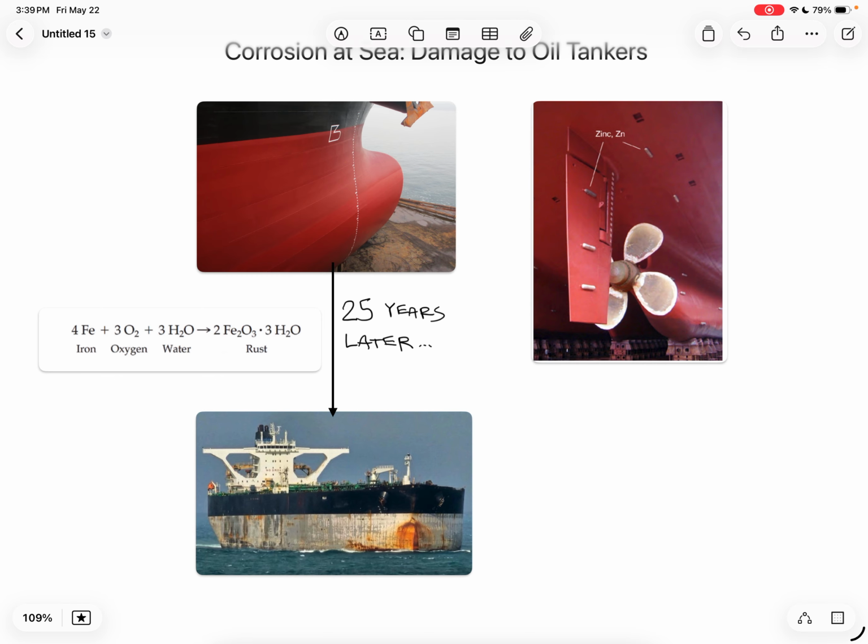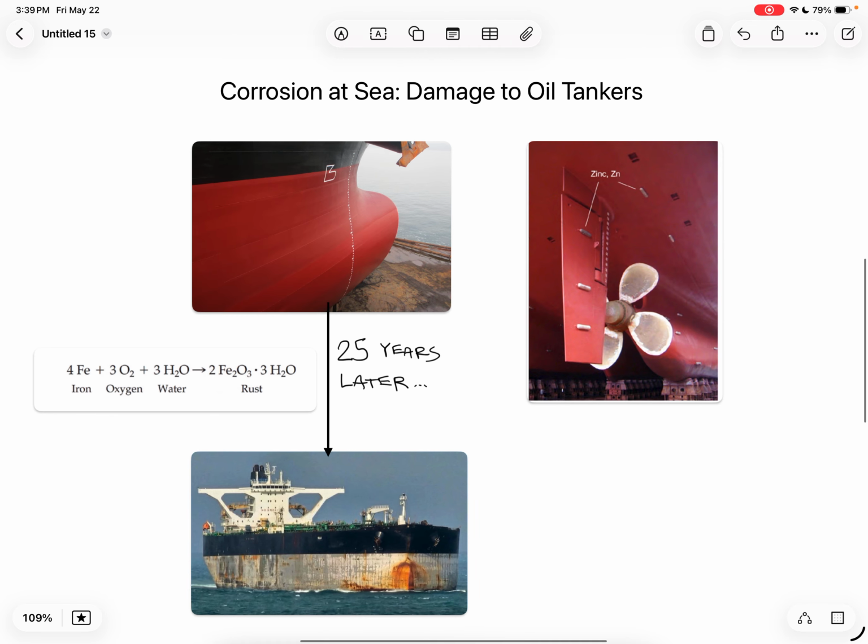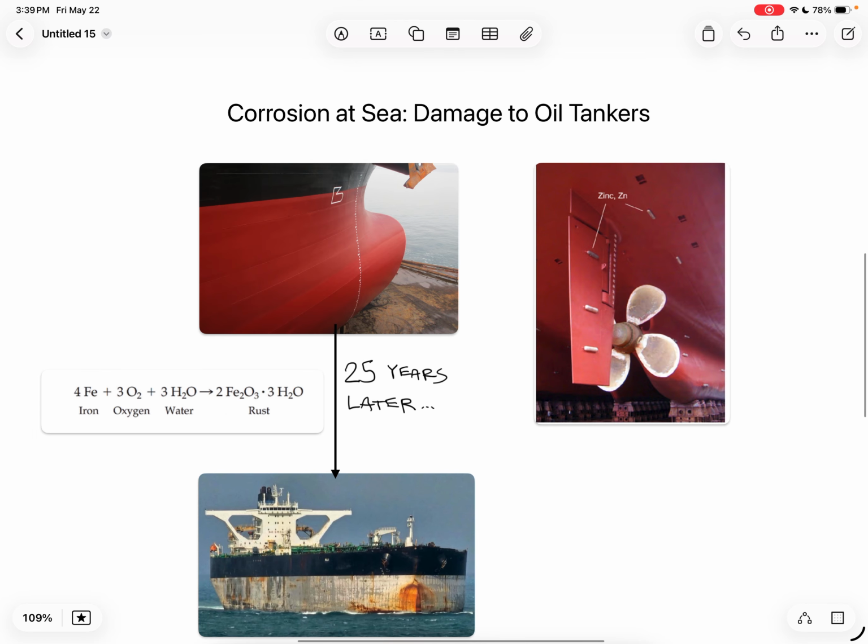In this video, we'll be talking about corrosion and the damage it can cause to various materials, including oil tankers at sea. So, corrosion, before we begin, is a chemical process that wears away or causes rust to form on certain metals, for example, iron or steel.